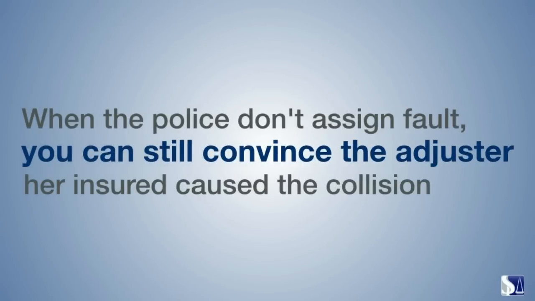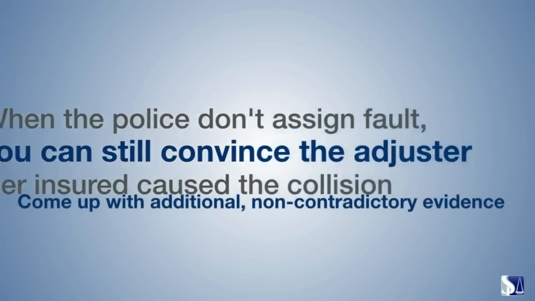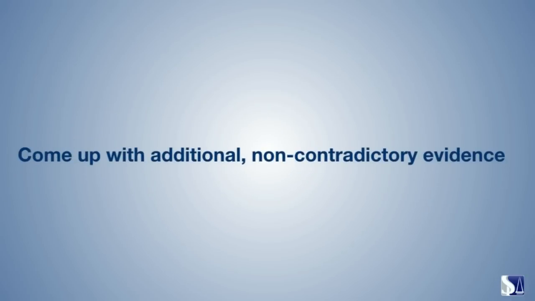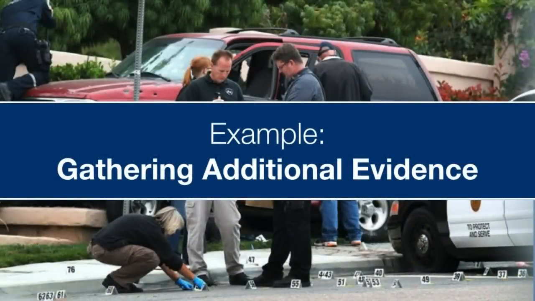You'll need some evidence that either contradicts the officer's assessment or supplements and clarifies it. By coming up with additional, non-contradictory evidence, you may have a better chance of persuading the adjuster her insured was at fault. If the claim goes to trial, you wouldn't necessarily have to contradict the police officer. Instead, your newfound evidence would only enhance his testimony. Here's a quick example involving the gathering of additional evidence.